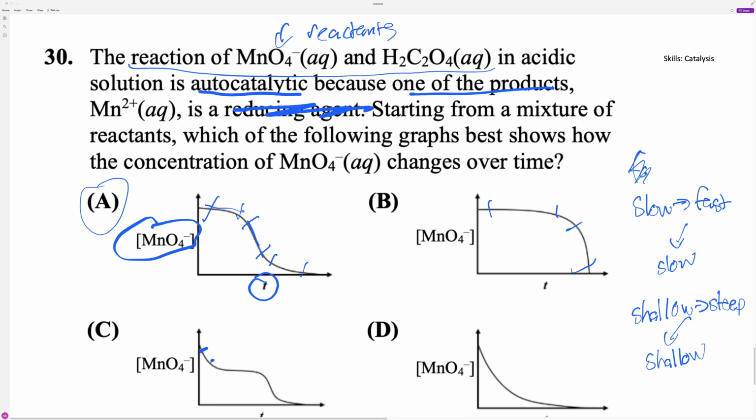Here it's going to go fast to slow to fast to slow. That's just too many steps, an extra step here. Here this is just going fast to slow, and that's not going to match our description either. So our answer is going to be A.